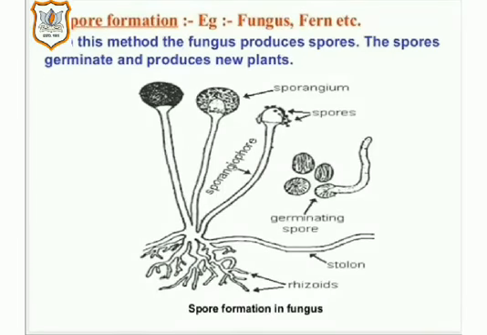When spores are released, they keep floating in the air. As they are very light, they can cover long distances. Spores are asexual reproductive bodies.